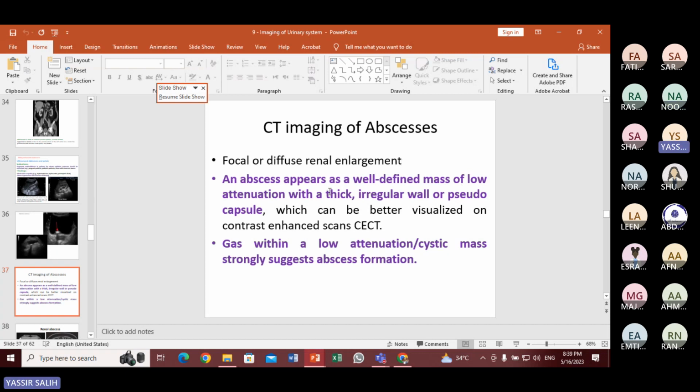Of course the abscess is contained in a sac and has a wall, so it has an irregular wall or pseudocapsule. When we find gas within the lesion, this is confirmatory or highly suggestive of abscess. So from the description you know this is an abscess, and also from the clinical presentation: fever, flank pain and high total white blood cells.